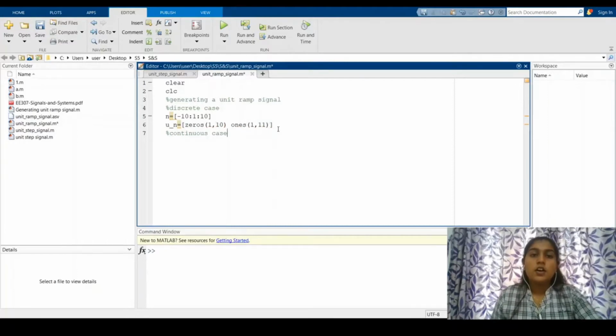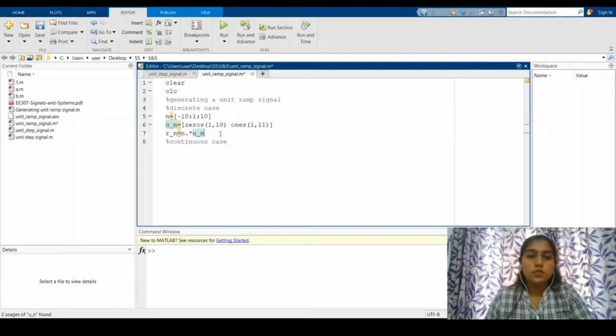Good. Now what we have to do next is, we know that R of n is equal to n times u of n. Now this is what you have to give next. So we can just give R of n is equal to n dot star u of n. Make sure that you give a dot here. That's very important when you run the command. If not, you will not be getting the output properly. So R of n is equal to n dot star u of n. That means R of n is equal to n times u of n.